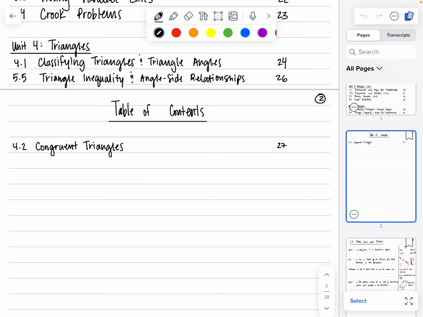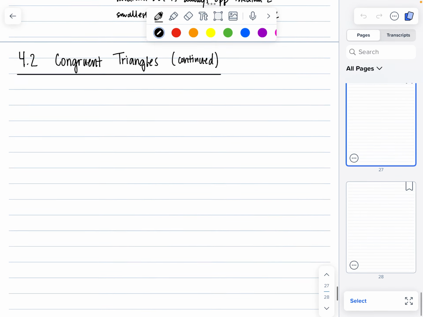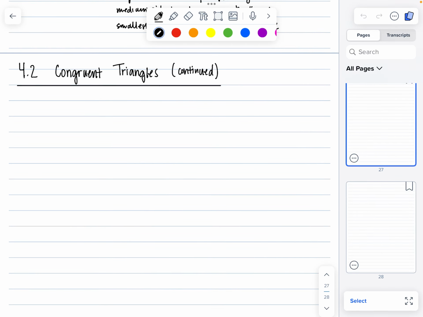I noticed that I'm on the next page because I ran out of room. So go ahead and get that down. Pause the video if you need to. Going to page 27 and 4.2. This is actually not a continued. Let's actually erase that. And congruent triangles.